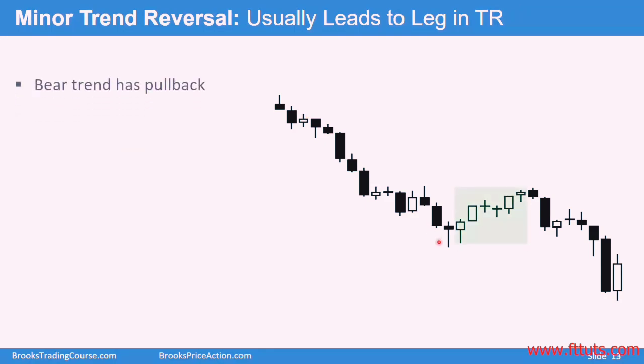This is a fairly tight bear channel. The first reversal is probably minor. A minor reversal is going to be usually a bear leg in a trading range or a bear flag. We got a bear trend. We're trying to reverse, probably a minor reversal. I call it a pullback. Whenever I see a reversal attempt and I think it will not get very far and the trend will resume, I call it a pullback.